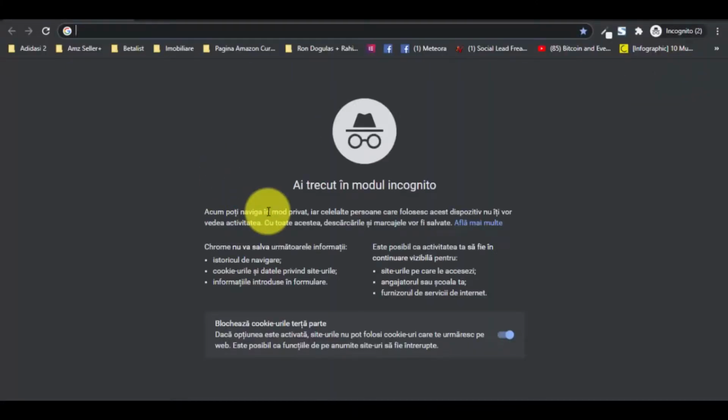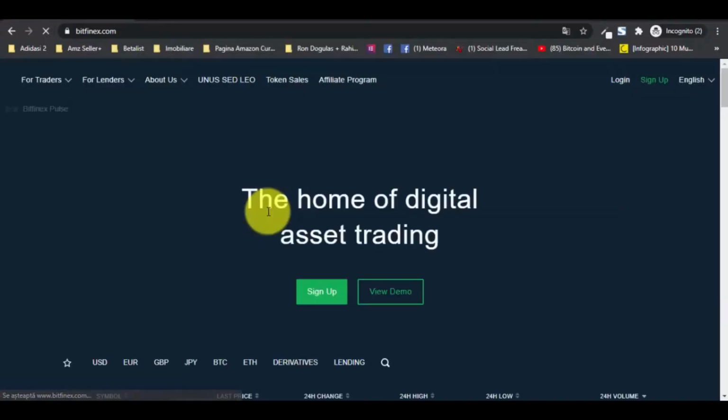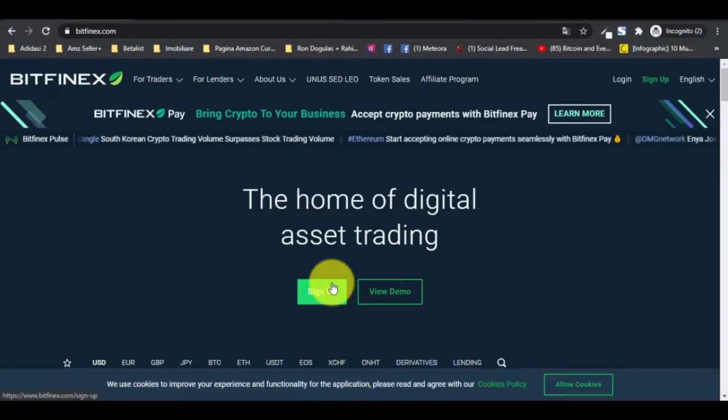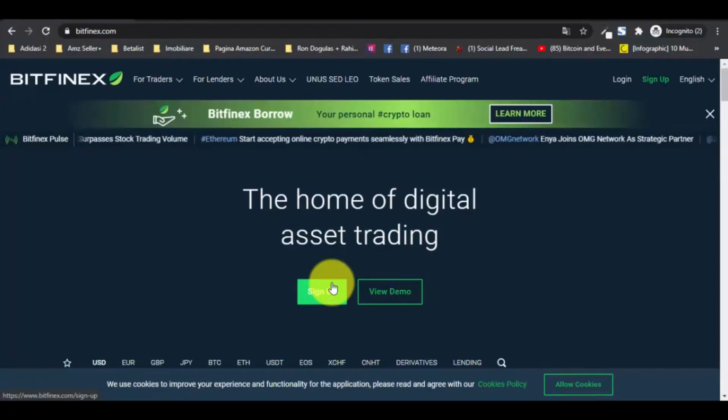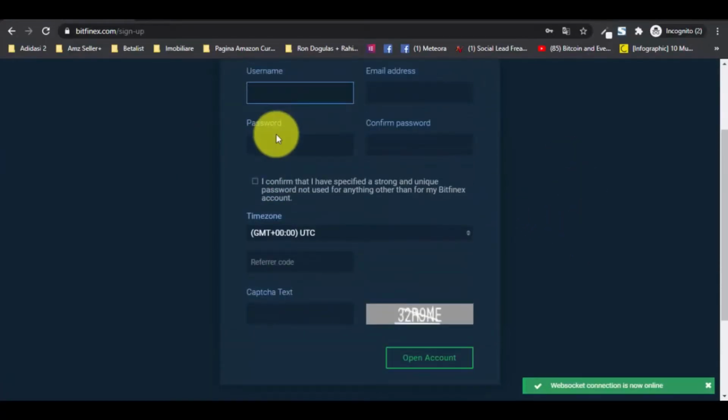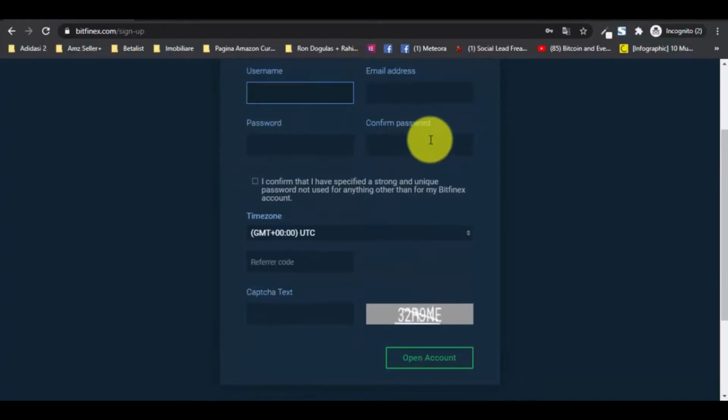Now let's open an incognito window to show you exactly how an account opening looks. We are just going to show you Bitfinex as an example, because on the other ones it's similar. You just have to press the sign up button in the top right corner, and you will have a basic form to fill in at the beginning: username, email address, password, and so on. Once you open your account, you will have to confirm your email address. This is something that you will have to do for each of these platforms.